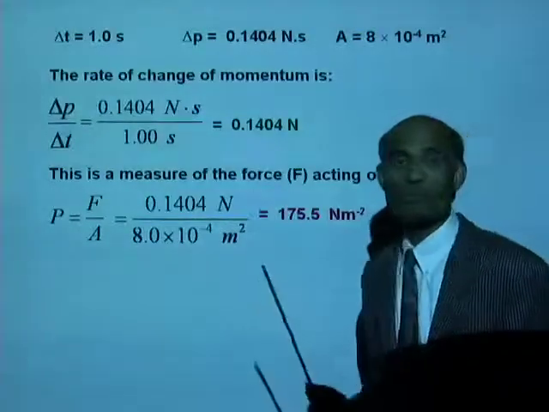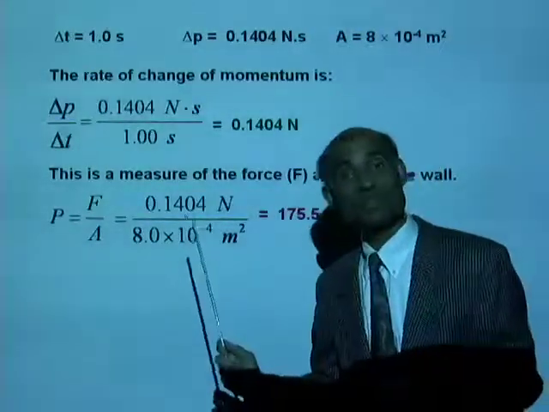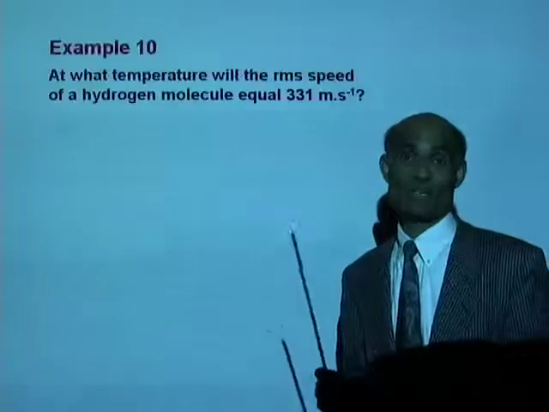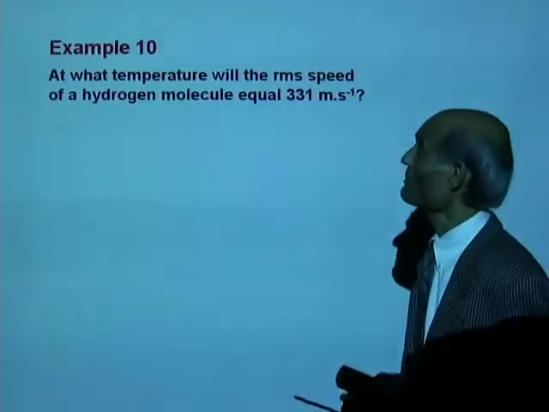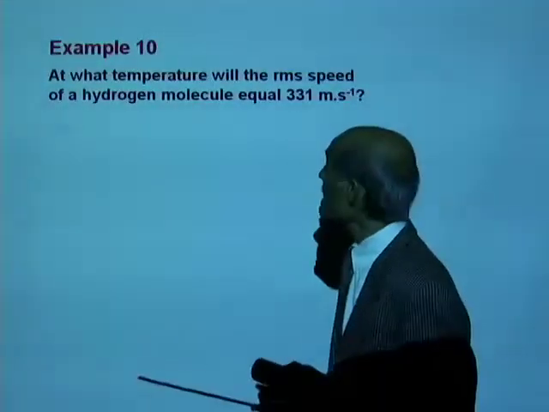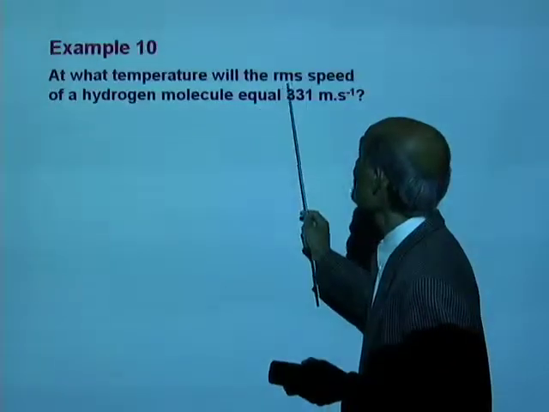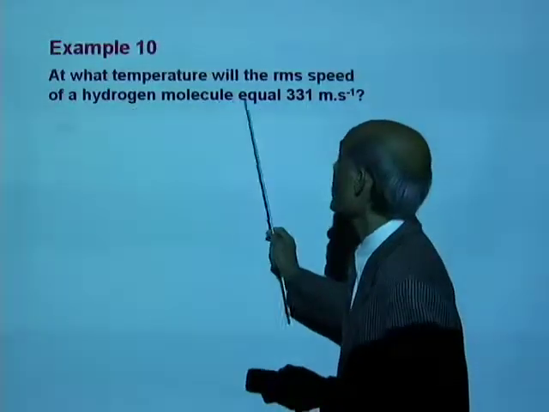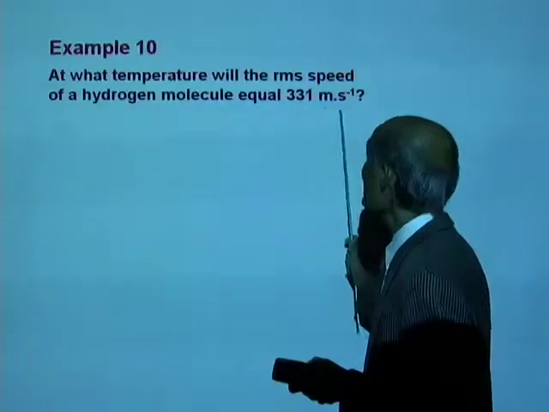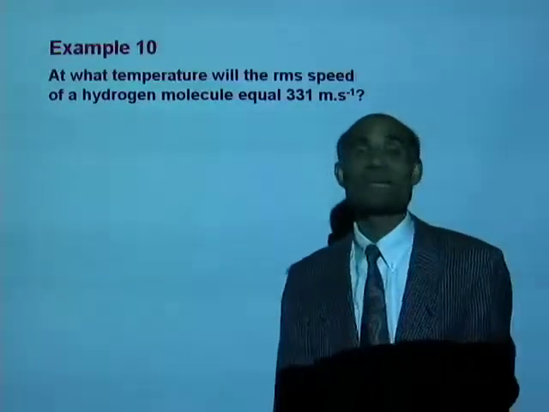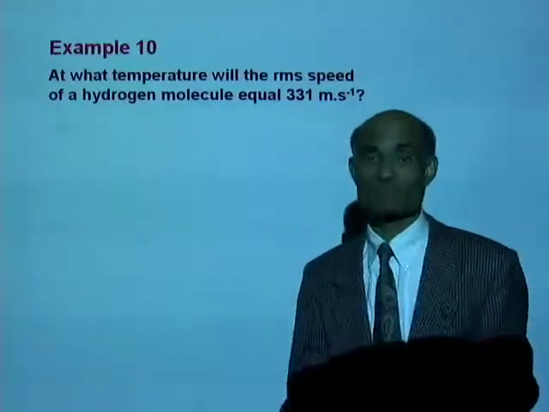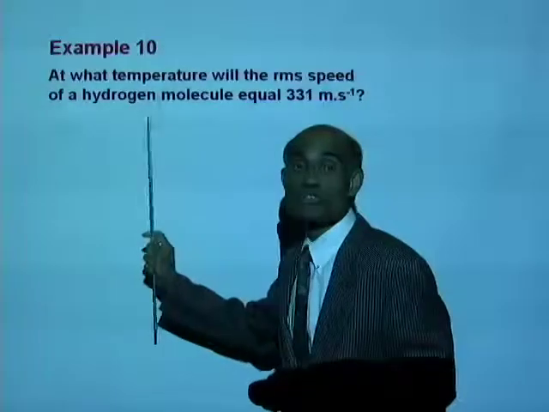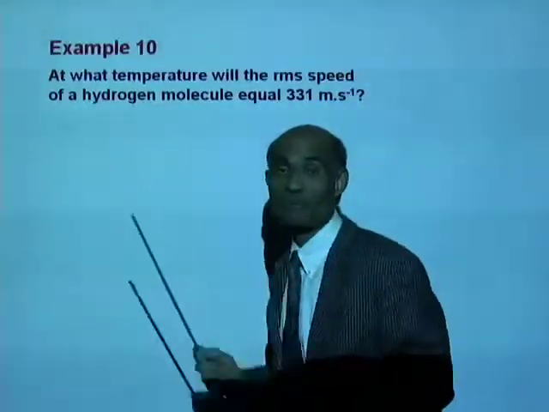Okay, now these problems are representative problems and you must be familiar with doing this. Let's do another problem. At what temperature will the RMS speed of a hydrogen molecule equal 331 meters per second? Well, the information you have: hydrogen.